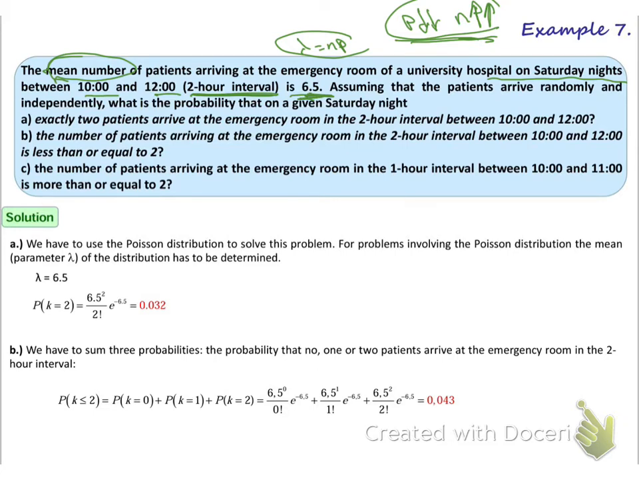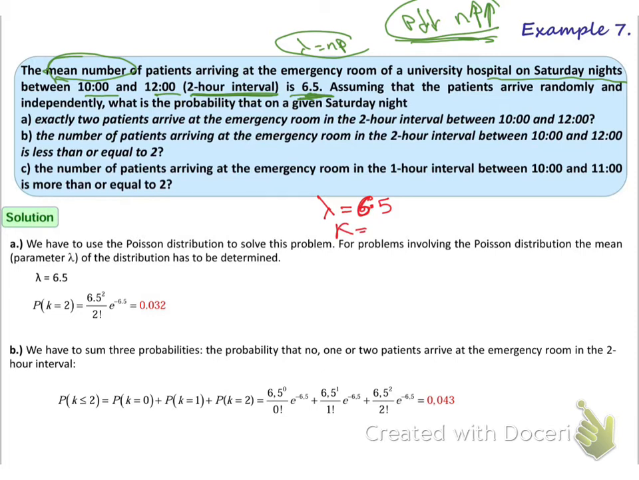In the case of Poisson, the mean is not x bar. The mean in the case of Poisson is lambda. So he gave me lambda directly, not NP, because in this case I don't have NP. It is an interval problem. So lambda equals 6.5. For Poisson, I need only 2 things, lambda and k. So what is the k? Then I can solve the problem.